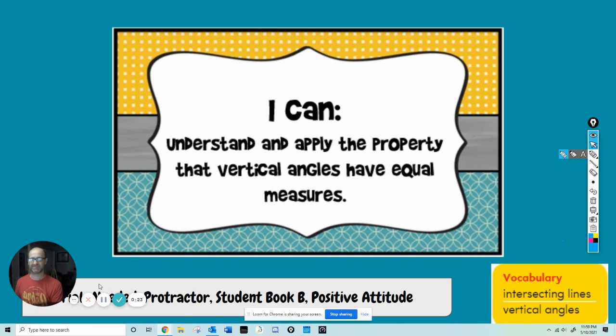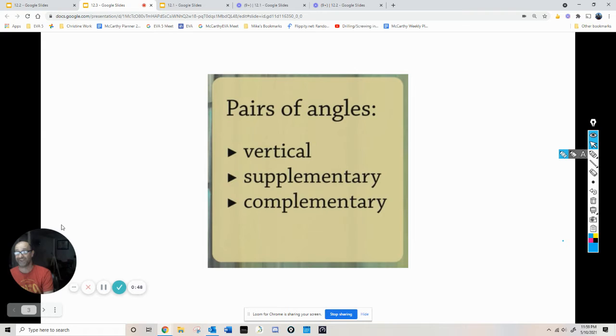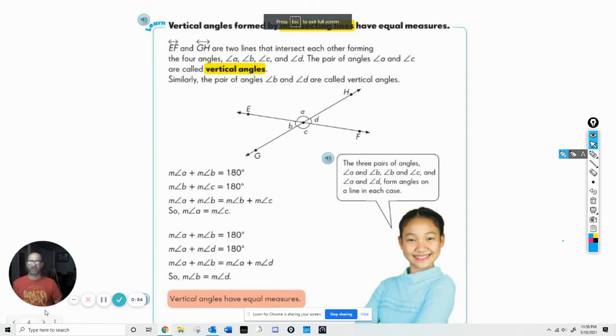All right, vertical angles. You're gonna like this. I can understand and apply the property that vertical angles have equal measures. Say what now? I'll make it make sense. When you have pairs of angles, they can either be vertical, supplementary, or complementary. There's a link to a video that I'm not going to watch, but you probably should. We're concerned with the vertical portion of it.